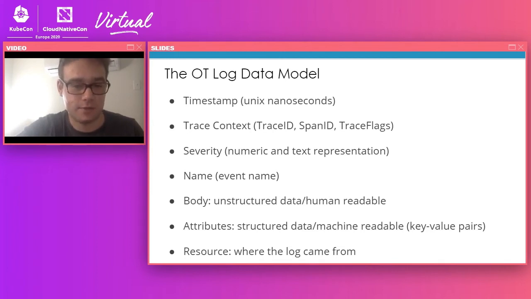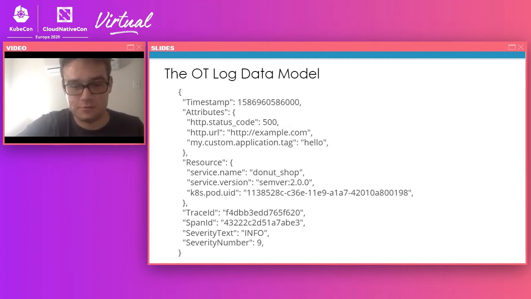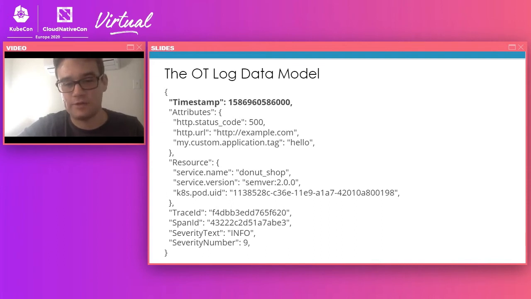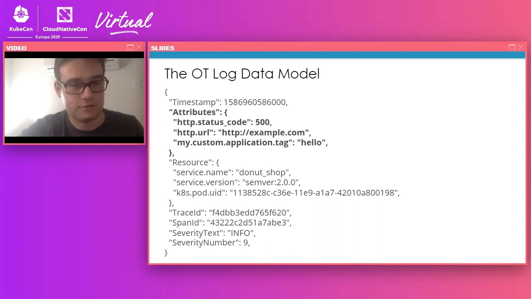You have a standard way to represent severity, a name for the log, like an event name. You have a body, which is for unstructured, not machine readable, but human readable data. You have attributes, which are for structured, like key value pairs that might be machine readable. And part of the goal of this schema is to eventually create standard key names for basically any type of data that you might want to put in there.